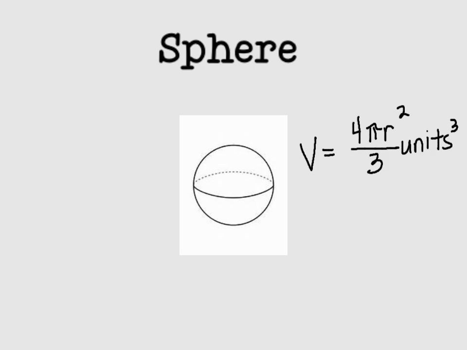The third and final type of solid that we will be working with today is the sphere. The sphere is a three-dimensional circular solid in the shape of a globe or a ball. And to find the volume of a sphere, we'll use the following formula. Volume equals 4 times pi times radius squared divided by 3. And again, volume is in units cubed.